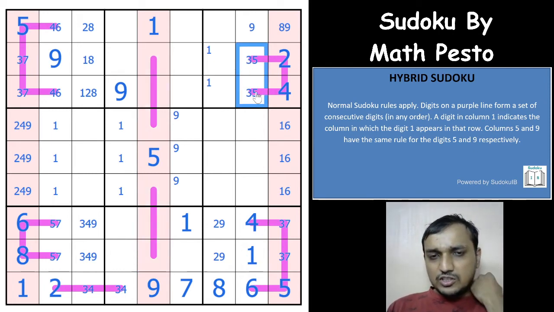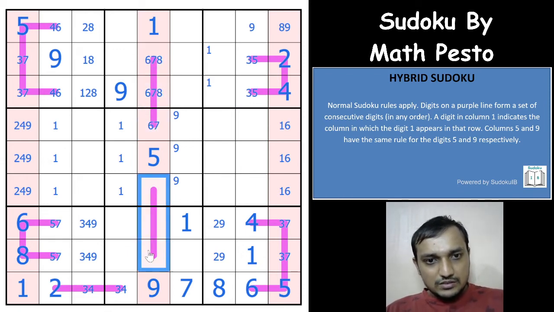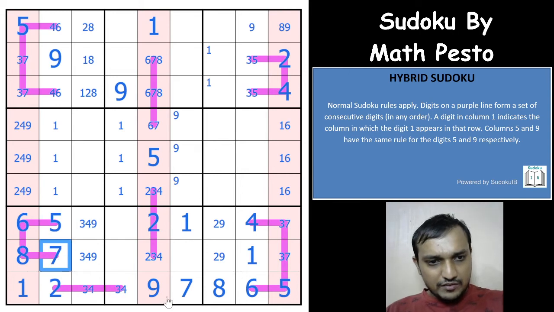5 is in one of these two cells, which means one of these cells would have to be 8. So this is nothing but 6, 7 and 8. This is nothing but 2, 3 and 4. 4 cannot be here. 2 and 3 would give you a position of 5 here. 3 cannot be a 5. So this cell would have to be a 2. That gives you a 5 and a 7.